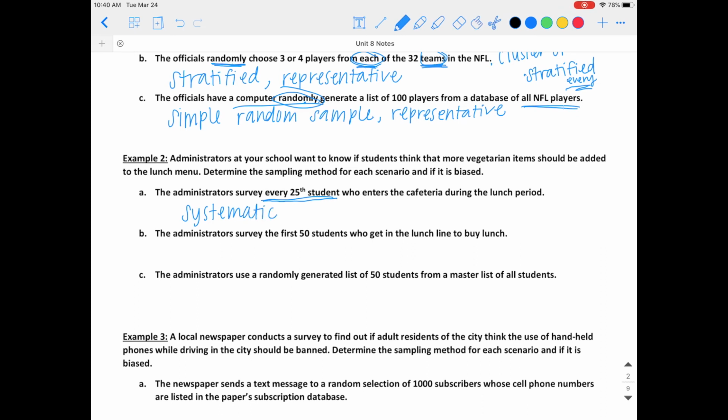Okay, so this would be pretty representative because we're going to get a wide variety of students.